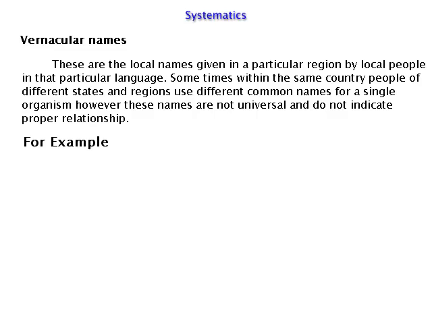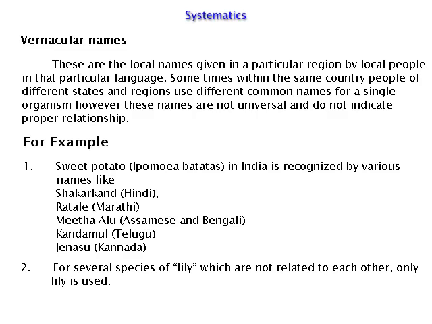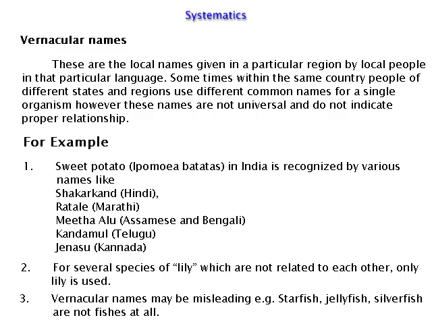For example, sweet potato, Ipomoea batatas, in India is recognized by various names like shakarkand in Hindi, ratara in Marathi, meetha aloo in Assamese and Bengali, kandamul in Telugu, janasu in Kannada. For several species of lily which are not related to each other, only lily is used. Vernacular names may be misleading. For example, starfish, jellyfish, silverfish are not fishes at all.